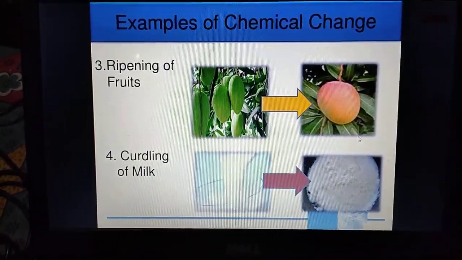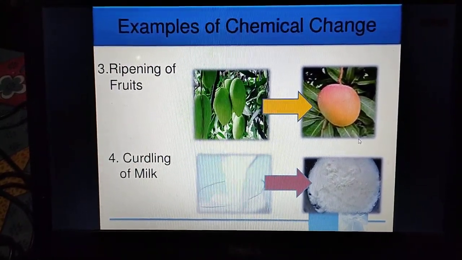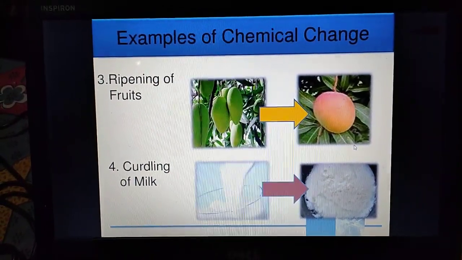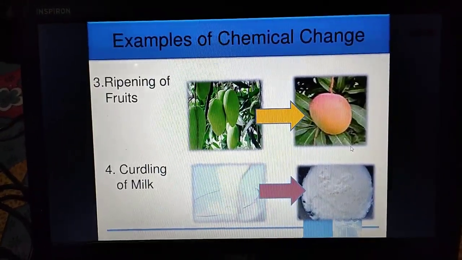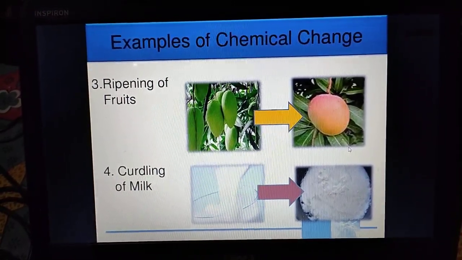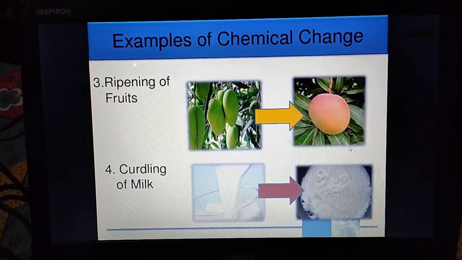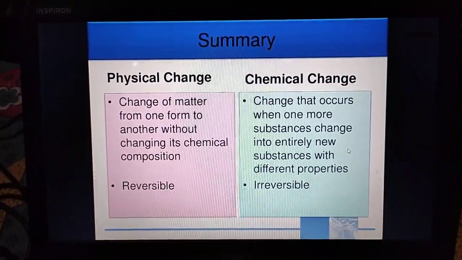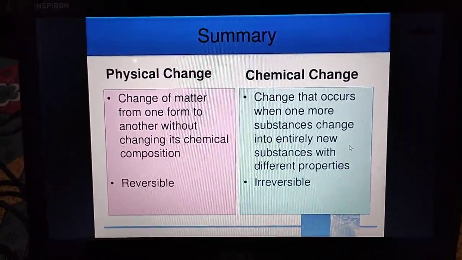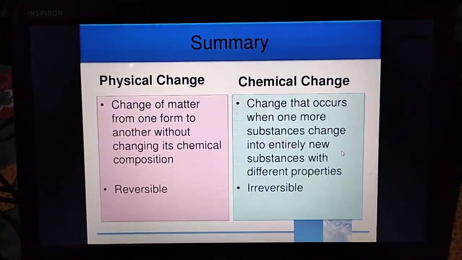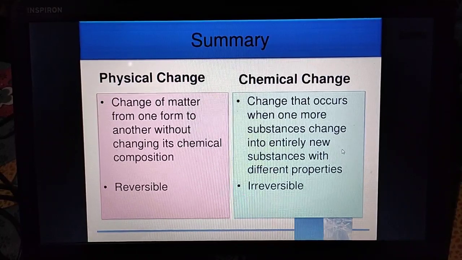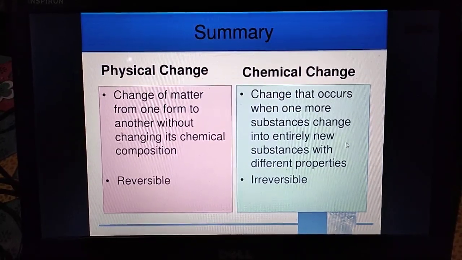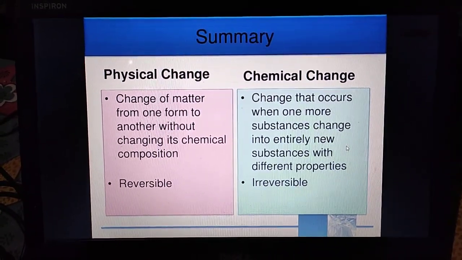Then ripening of fruits, curding of milk, you cannot get them back, right? If ripening of fruits occurs, you cannot get that fruit back. Curding of milk, you cannot get milk from curd. Now to summarize, physical change means change of matter from one form to another without changing its chemical composition. And chemical change is a change that occurs when one or more substances change into entirely new substances with different properties. Physical changes are reversible and chemical changes are irreversible.